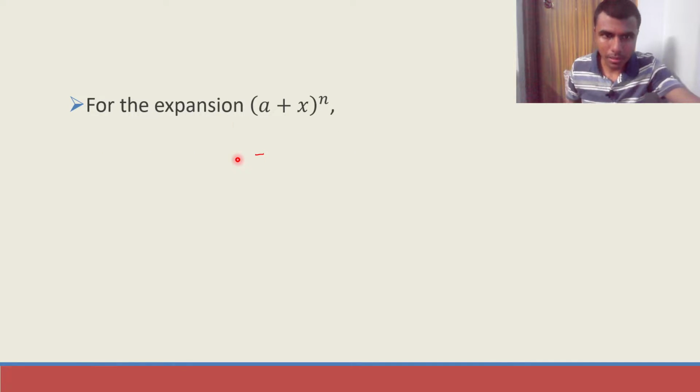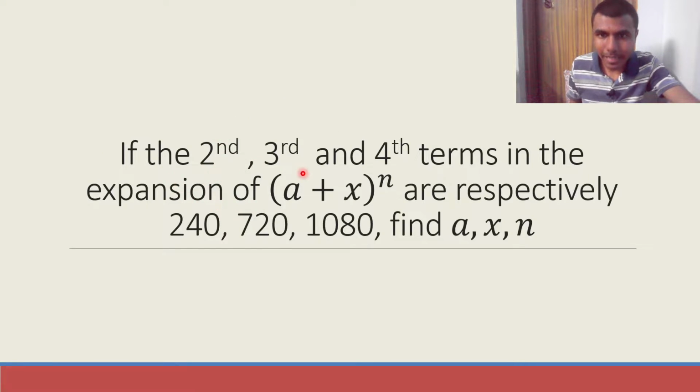Now let's come to the question. What are we given? The second, third and fourth terms are 240, 720 and 1080. That means the second term is 240.